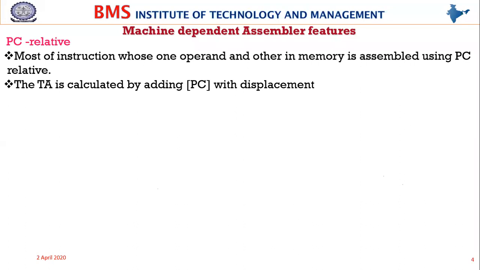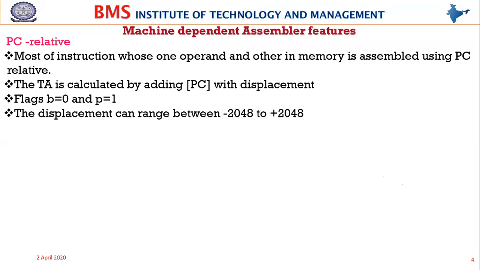PC is pointing to your 12th instruction, and you are supposed to go back, jump left then, or jump if greater than, to the fifth instruction. Then obviously you are going to get a minus displacement or negative displacement. That's the difference. What is going to happen? We shall see. Usually the B flag will be 0 and the P flag will be 1. So the displacement can range from minus 2048 to plus 2048. This range is what is possible with the displacement.